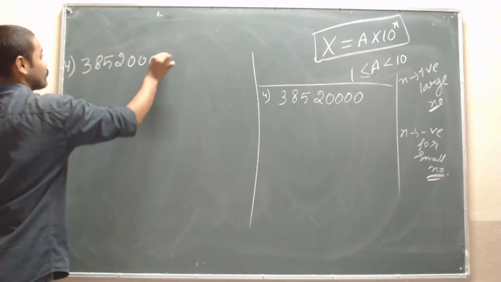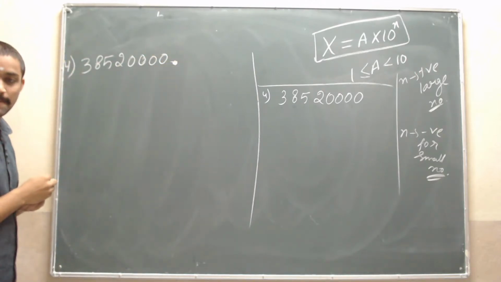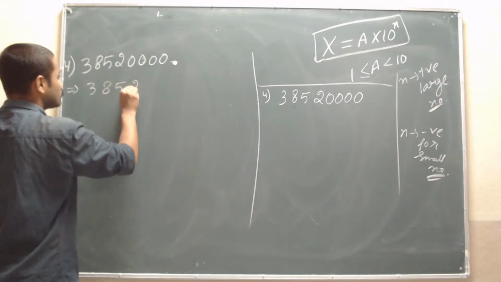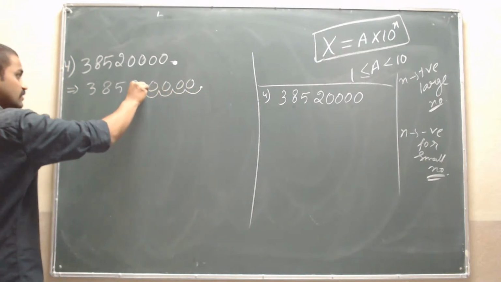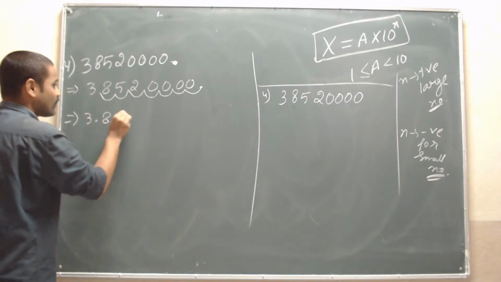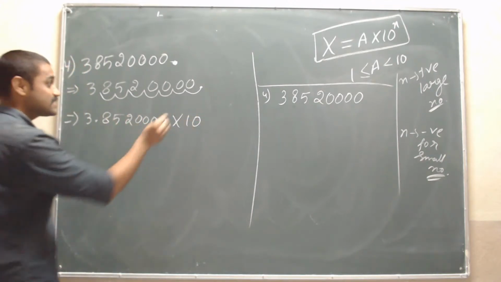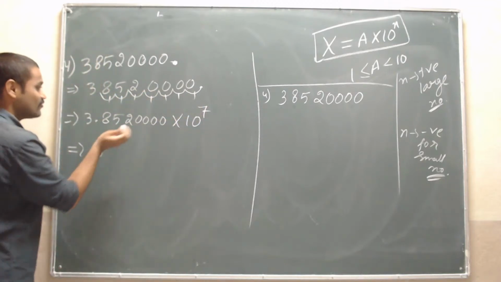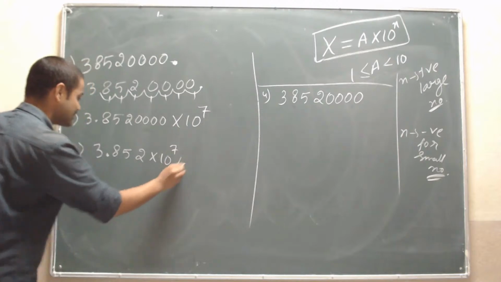3852 4, 1 2 3 4. So first step, we have to make sure that here is the decimal point. Okay, then next step. 3852, 1 2 3 4. We have to move this decimal point to here, 1 2, and write it. Decimal point is here. 3.8520000 into 10 to the power of. So the exponent is 1 2 3 4 5 6 7. So this is not the answer. So what we have to do? We have to neglect these zeros. 3.852 into 10 to the power of 7.